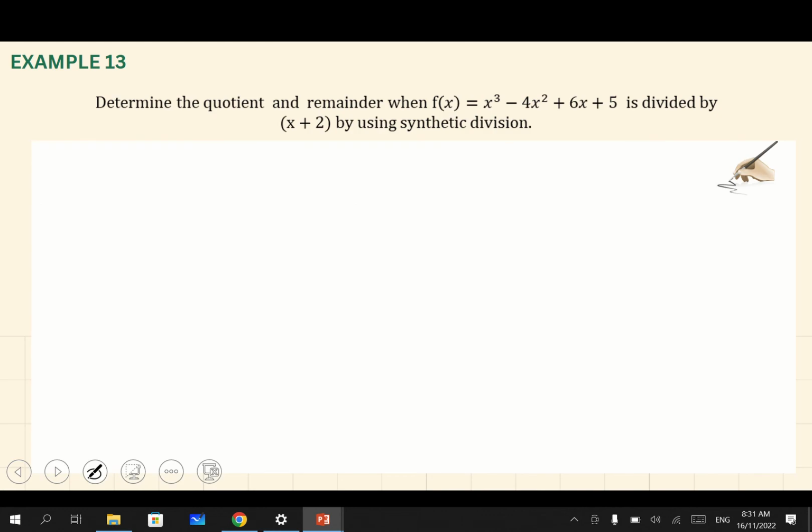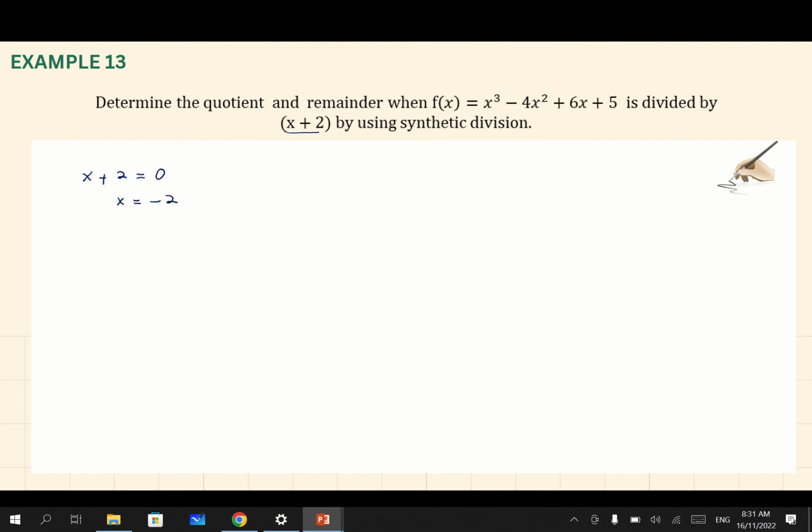Okay, so kita akan tengok another example. Basically this is in your book, which is example 13. By using synthetic division, we have to find the quotient and remainder, given f(x) equals x cubed minus 4x squared plus 6x plus 5 is divided by x plus 2. So the first step is we have to find the house number lah, house number ataupun the value of x, which is kita equalkan dengan 0. So x equal to negative 2.